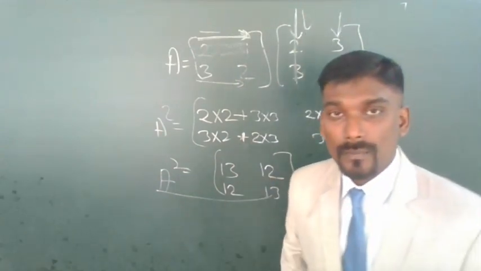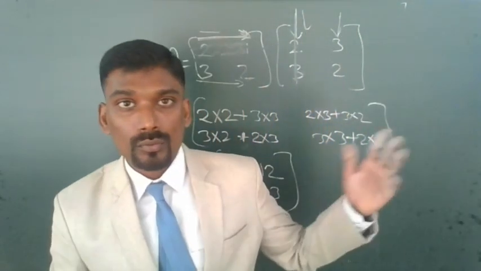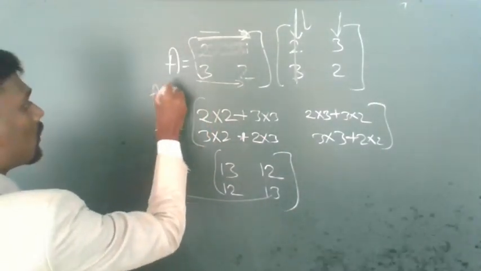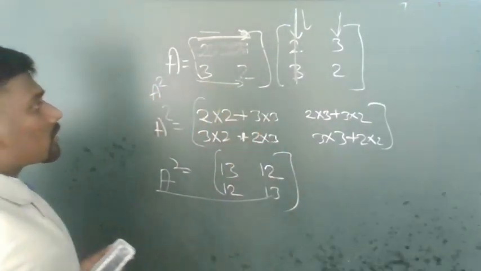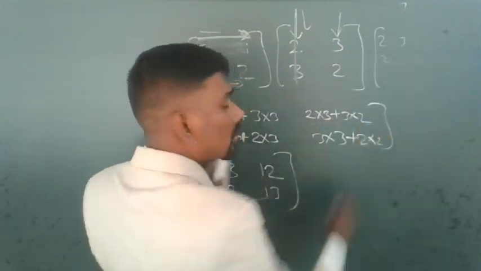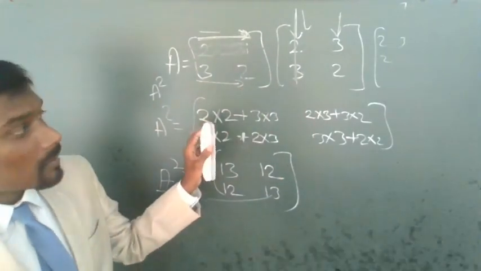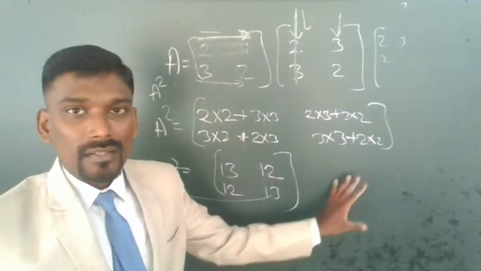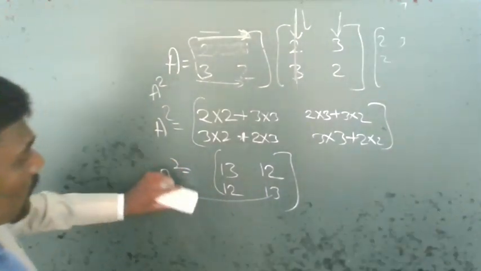In this way, they will ask you what is A cube. A cube is what? Again, A into A into A, 3 times multiply A. So here again this will be 2, 3, 3, 2 in this way. Again you have to multiply. But first find the value of A square and then you can multiply with the 2, 3, 3, 2 matrix. You will get the answer.